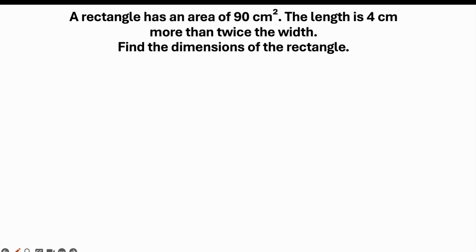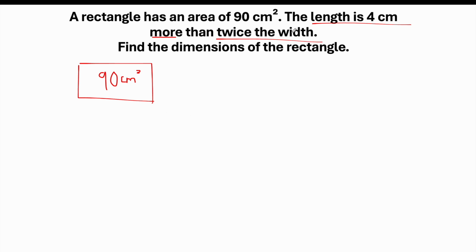This worded quadratic problem is about a rectangle. So first of all, let's draw a sketch of said rectangle. Let's say this is 90 centimetres squared as per the question. And the question says that the length is 4 centimetres more than twice the width.